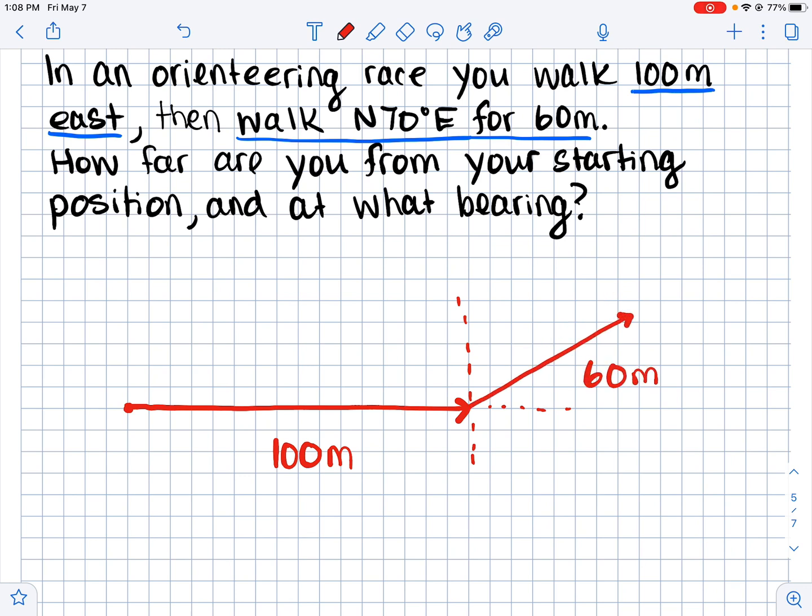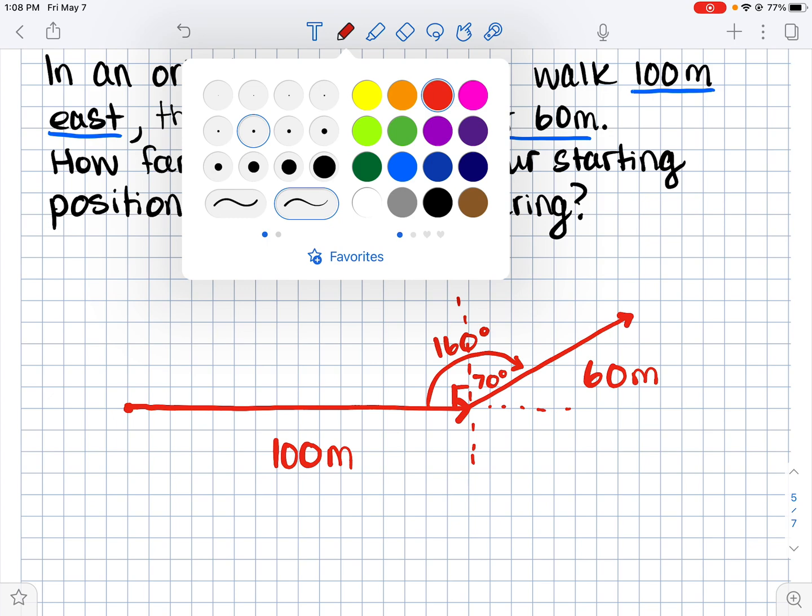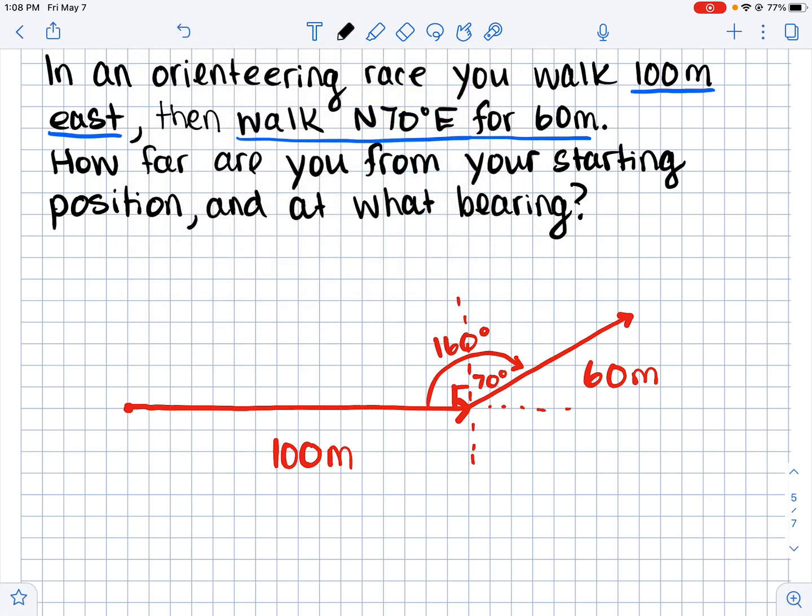Okay, that's 60 meters. I know this angle would be 70, and this one would be 90. So the angle in between the two vectors there would be 160 degrees. And I'm looking for how far I am from my starting position. So that's my displacement. So I'm adding these vectors. See how I place them head to tail? And then I connect them.